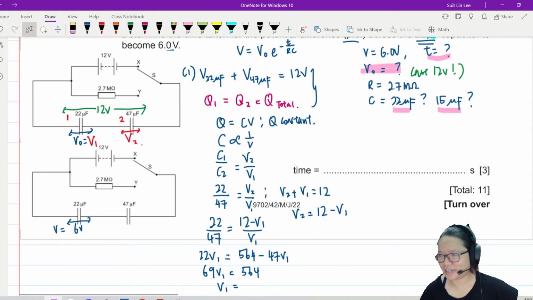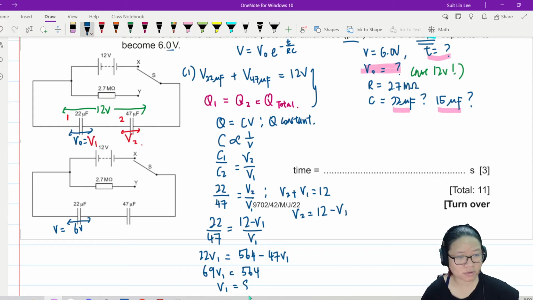So my V1 is 564 divided by 69, which would be 8.17. I guess you can write 8.2 lah. Okay, so what we're looking for is just V1. It is not 12, all right?